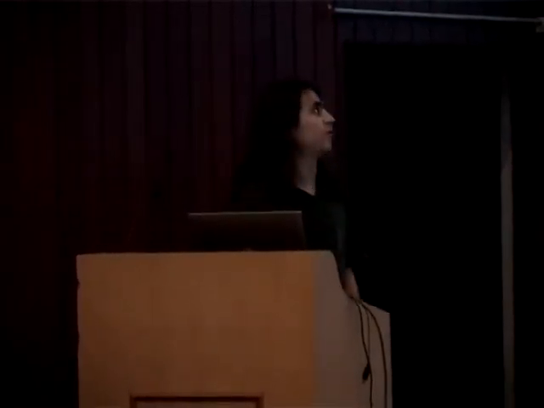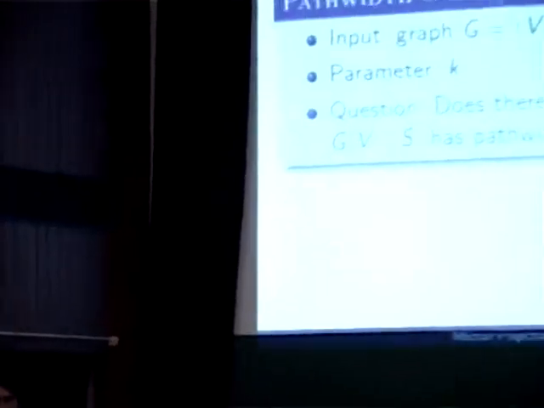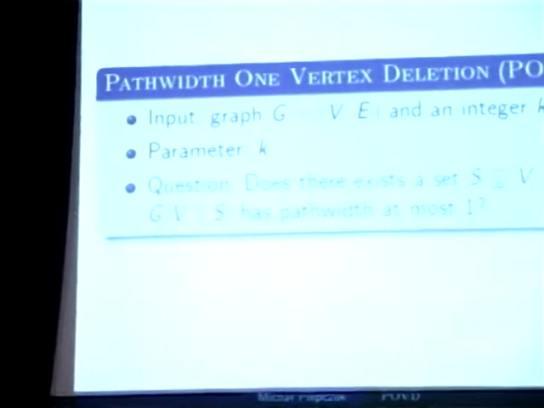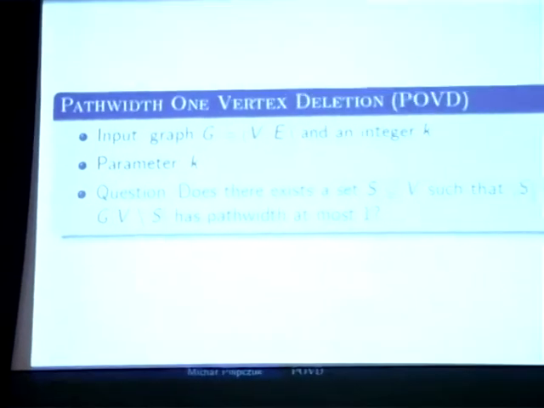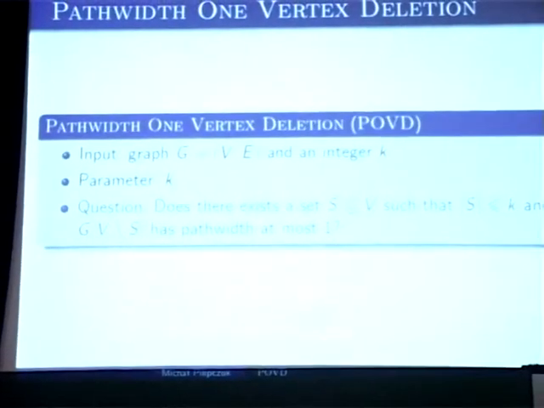Okay, so what's the problem? In this path width 1 vertex deletion problem, you are given a graph G, a simple undirected graph, and an integer k, which is also a parameter. And you are asked whether you can delete at most k vertices of the graph in order to get a graph with path width at most 1.